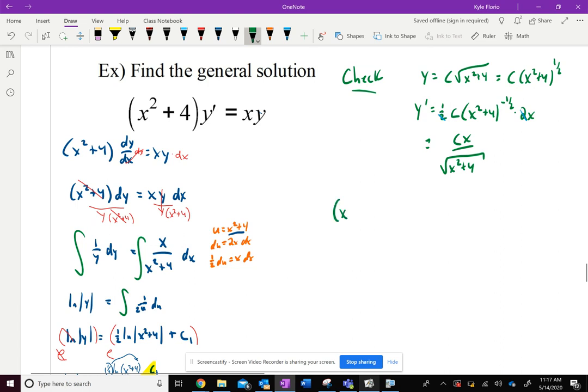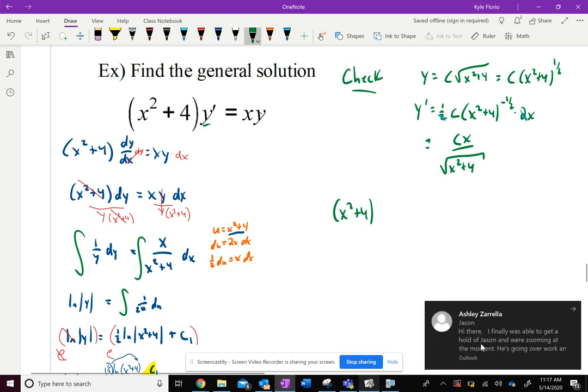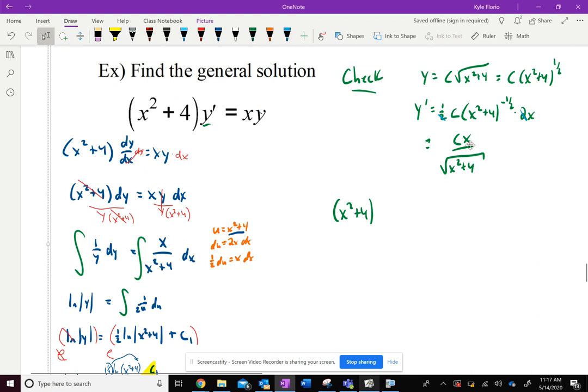We have x squared plus 4 times y prime, which we just said is this right here. This is y prime, so times cx times x squared plus 4. And is that equal to... we can't do anything to both sides. We should look at each side as a separate piece. x times y, and y was right up here. That's c times the square root of x squared plus 4.